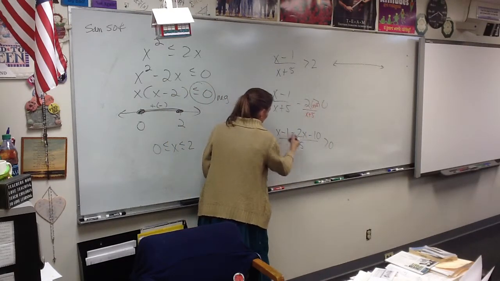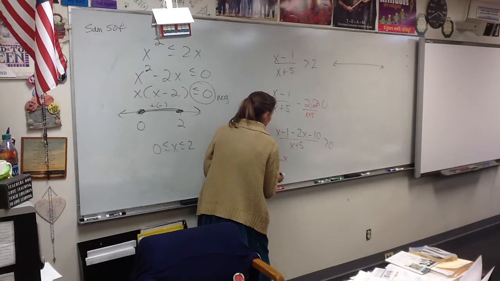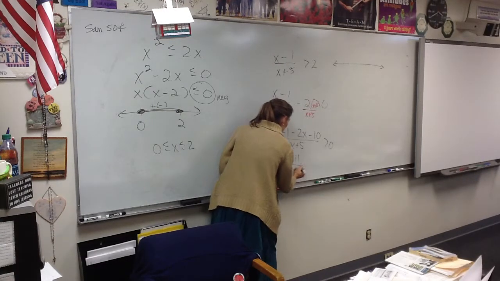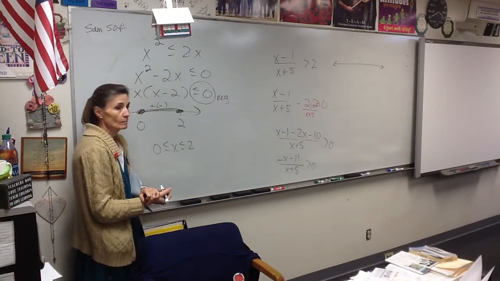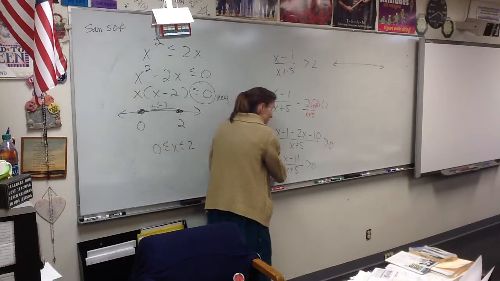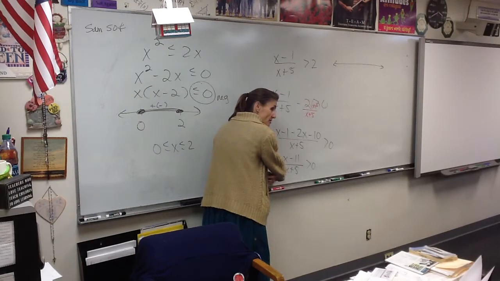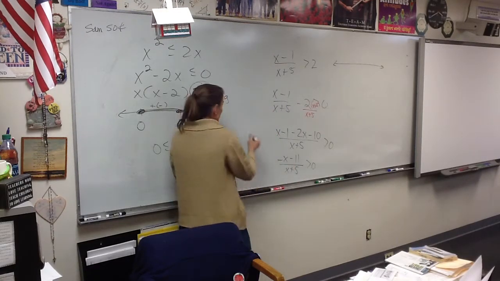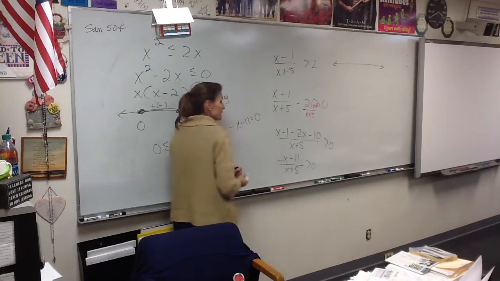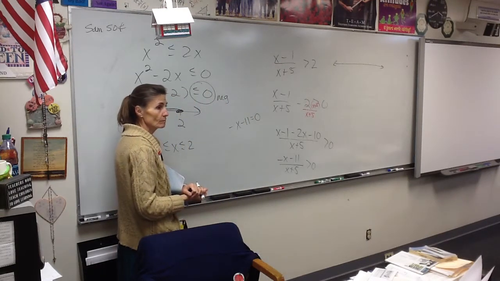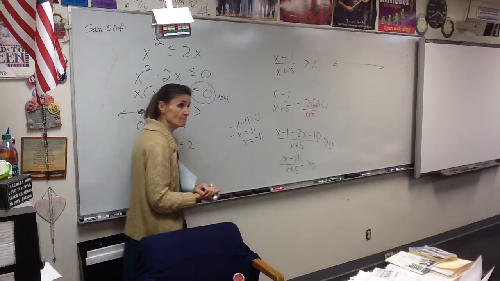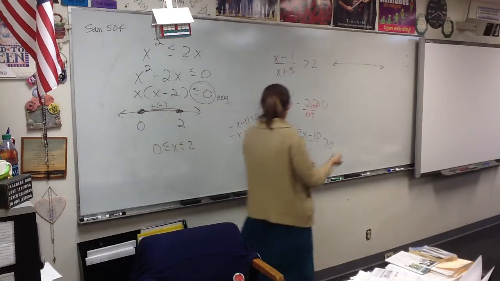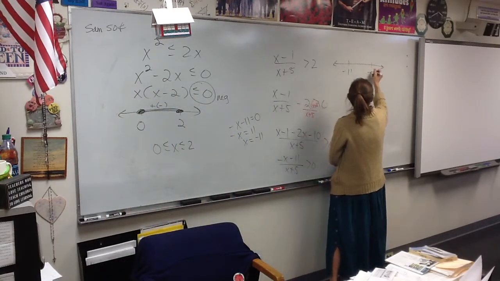Let's clean it up. Negative x minus 11. Now, I can tell real easily where my denominator dot's going to go. Negative 5. This kind of stuff confuses me. So over to the side, I'm going to set that equal to 0. So negative x equals 11 and x equals negative 11. So the dots are going to go at negative 11 and negative 5.